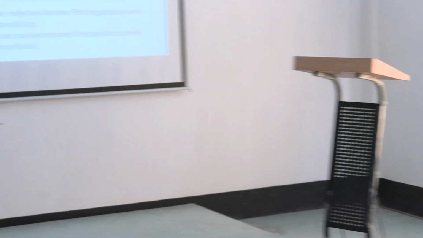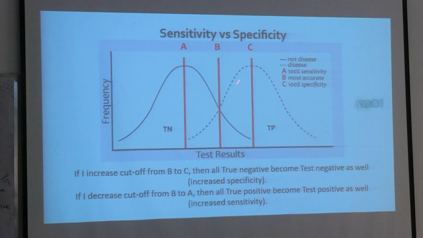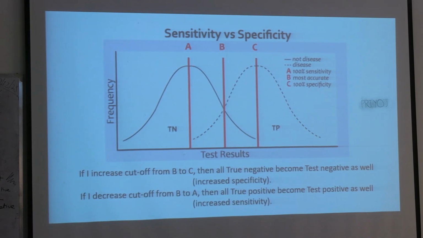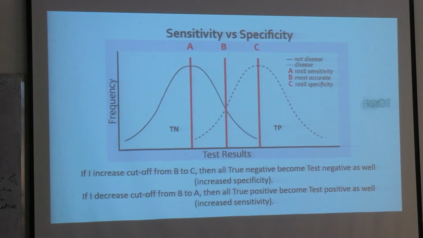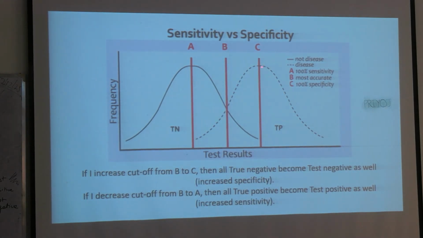What is happening is, if I am increasing from B to C or decreasing from B to A, if I am increasing from B to C, if C is my cutoff point, everyone who is non-diseased will come out to be test negative, yes, but my false negative will increase, because then many people are getting eliminated as non-diseased. So the people who are somehow positive will also be eliminated as non-diseased. So my false negative will increase with C.